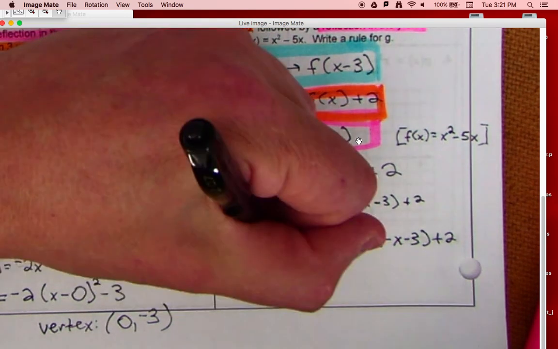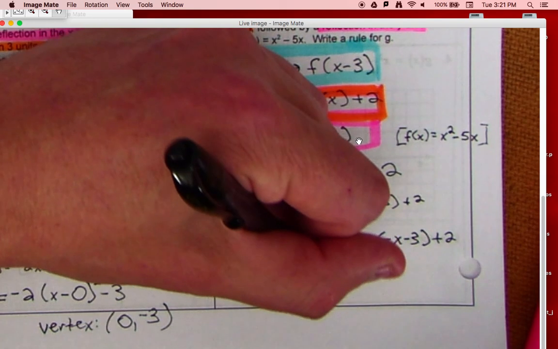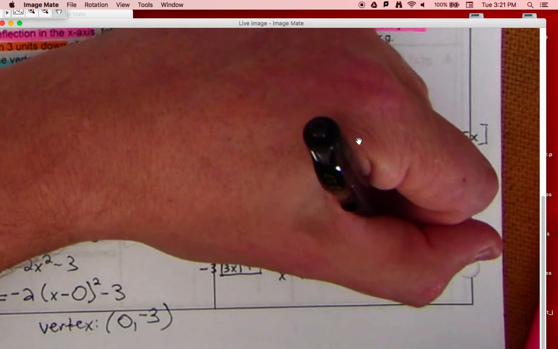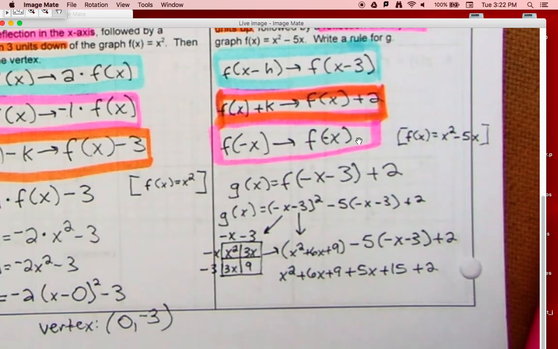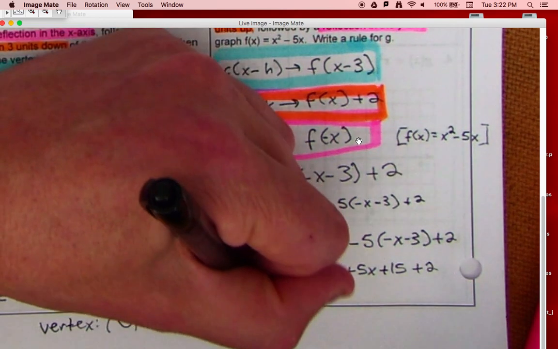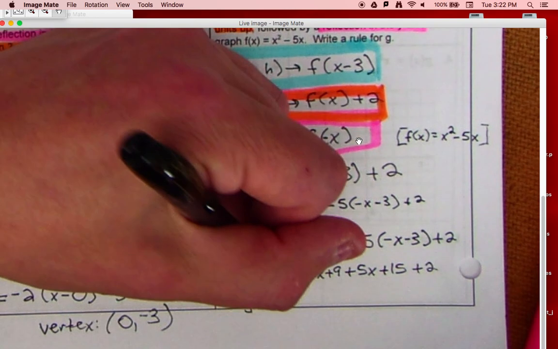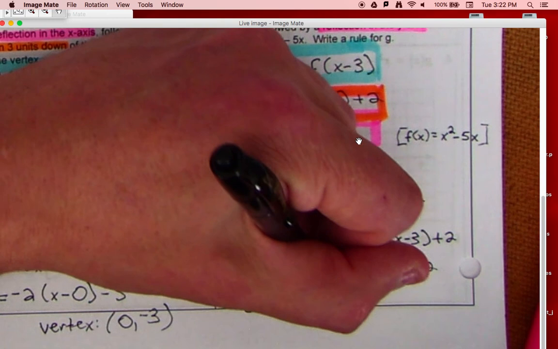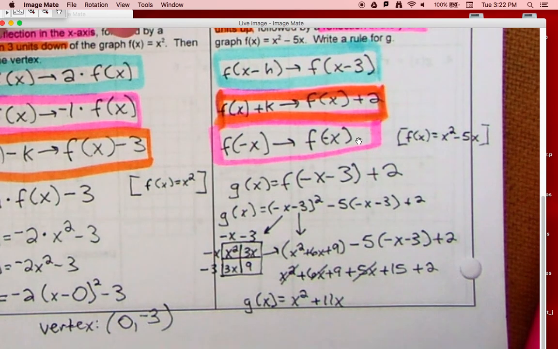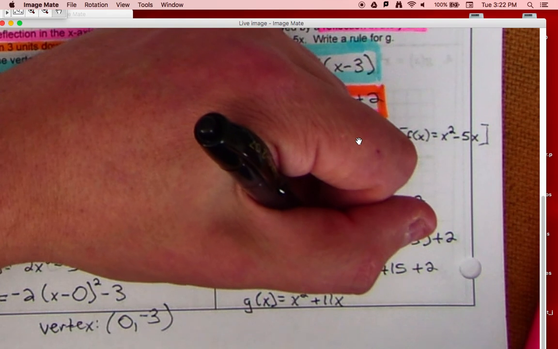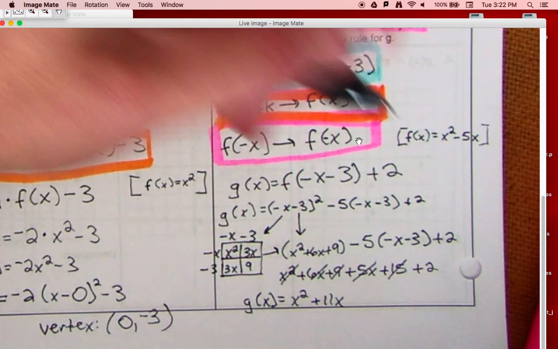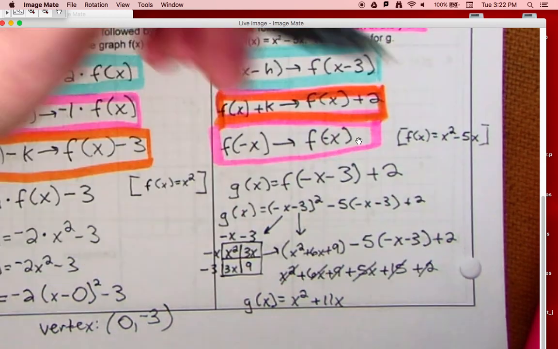So x squared plus 6x plus 9 plus 5x plus 15 plus 2. All right, combine like terms and write it in proper notation. So g of x, you got an x squared there. 6x plus 5x is 11x. And then I got 9 plus 15, which is 24, plus 2, which is 26.